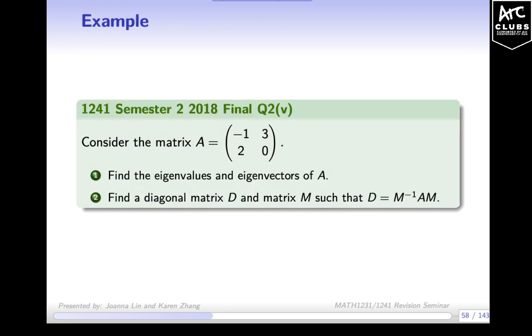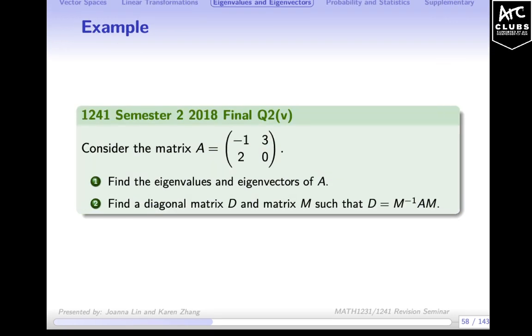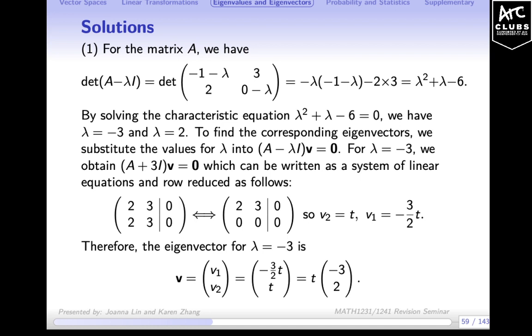Again, lots of concepts, but we'll just go through an example really quickly. This is a really typical example in both 1231 and 1241, and it's just finding the eigenvalues and eigenvectors. You're given a matrix A, and part 1 says to find the eigenvalues and its corresponding eigenvectors. Setting the determinant of A minus lambda I to 0, we have our characteristic equation here. Up here is just how we find the determinant. Once we set it equal to 0, we can solve this polynomial and we have 2 values of lambda. These are our eigenvalues.